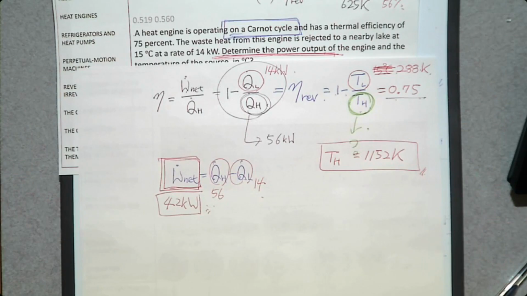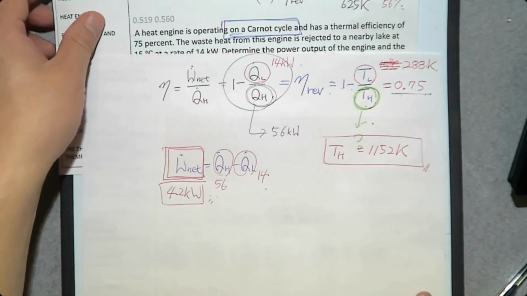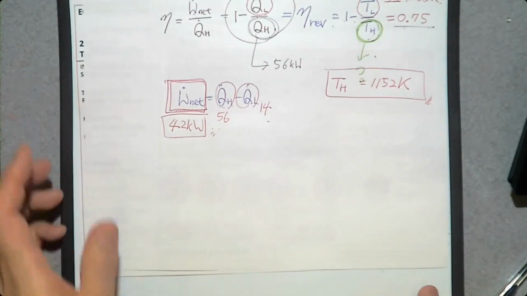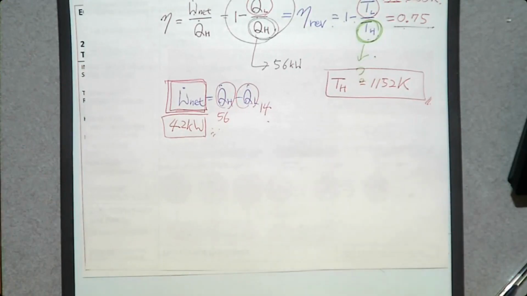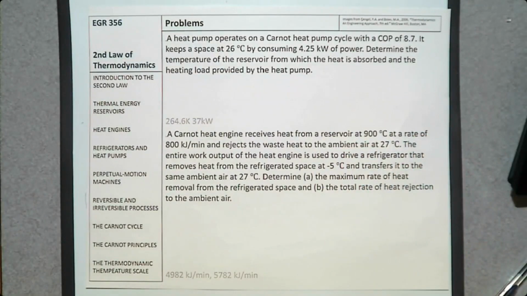Any question? So it's not that hard, right? Easy. Carnot cycle is very easy. We have 2 more problems, and that will be all for this chapter. We can do that. Two more problems.